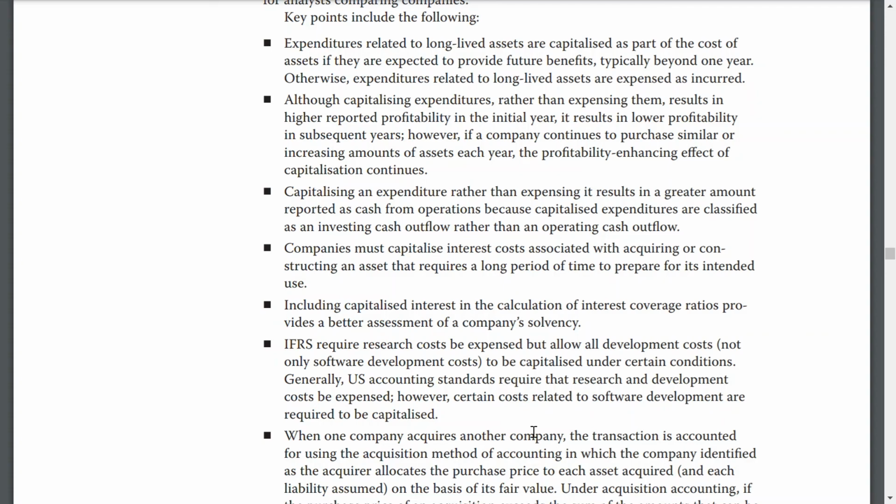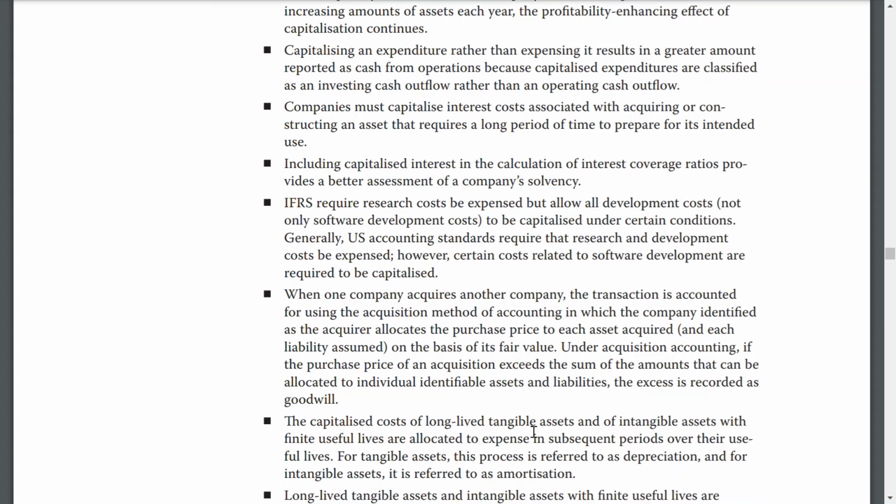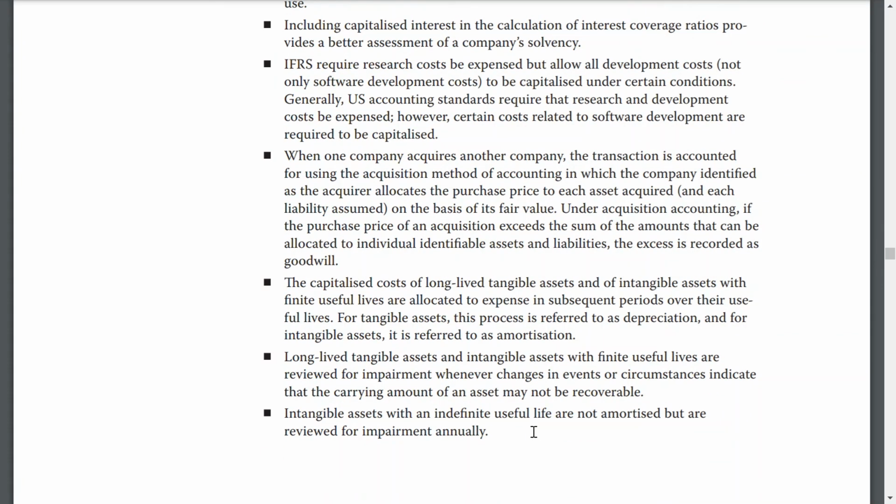IFRS requires research costs be expensed but allows development costs to be capitalized under certain conditions. Generally, US accounting standards require that research and development costs be expensed. However, certain costs related to software development are required to be capitalized.